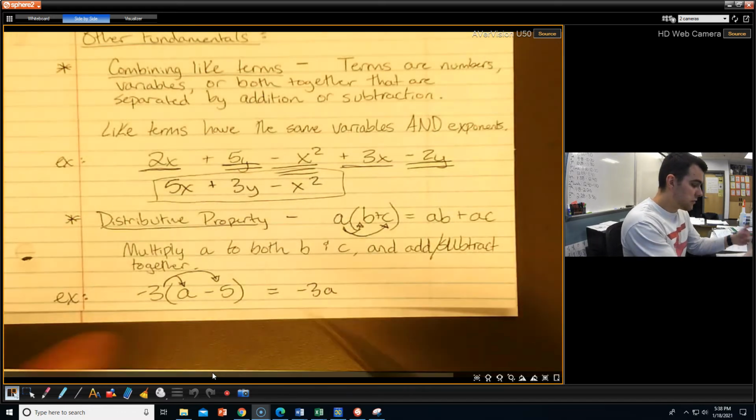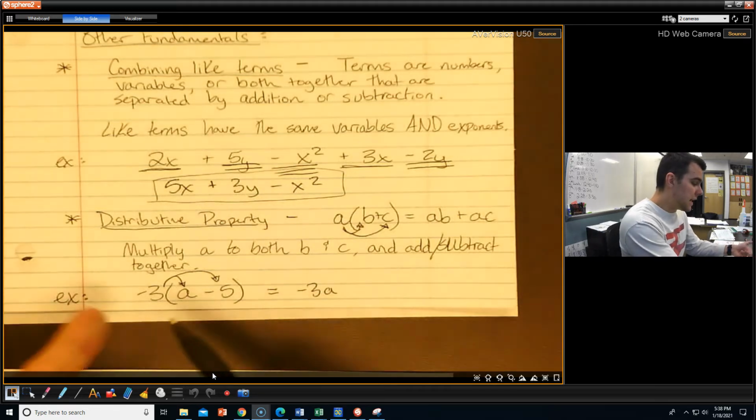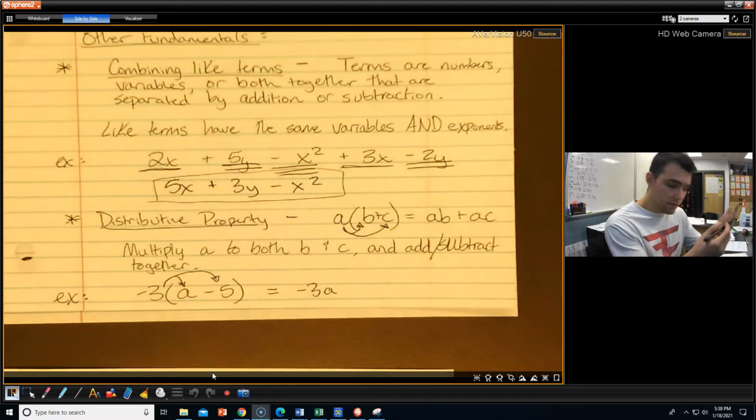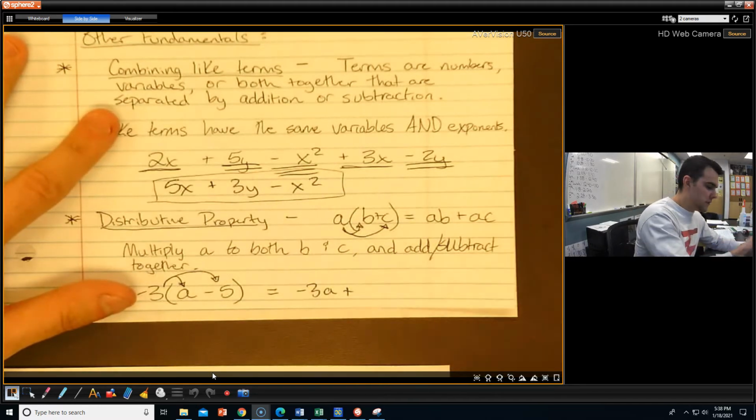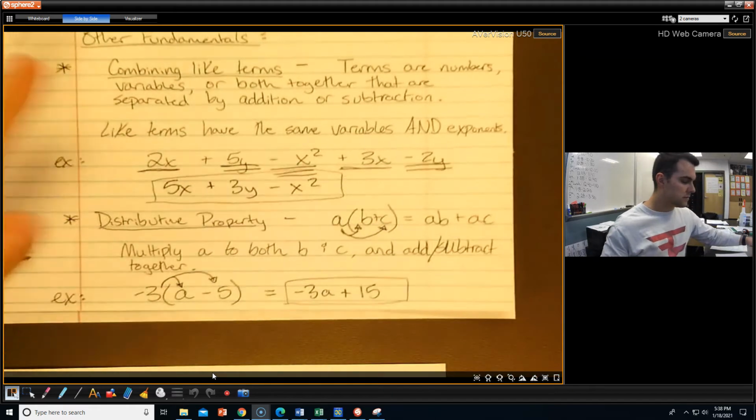Now, the next one is negative 3 times negative 5. We can actually multiply that. We know what 3 times 5 is. It's 15. Is it positive or negative? Well, it's a negative times a negative, so that's a positive 15. And that one is done. That one is simplified, okay?